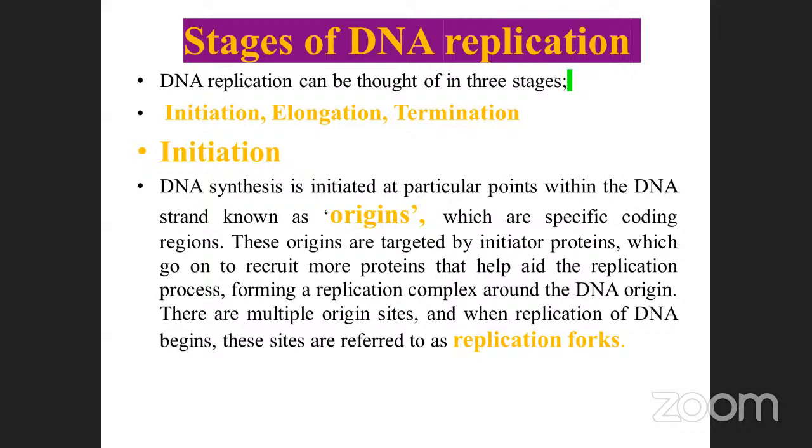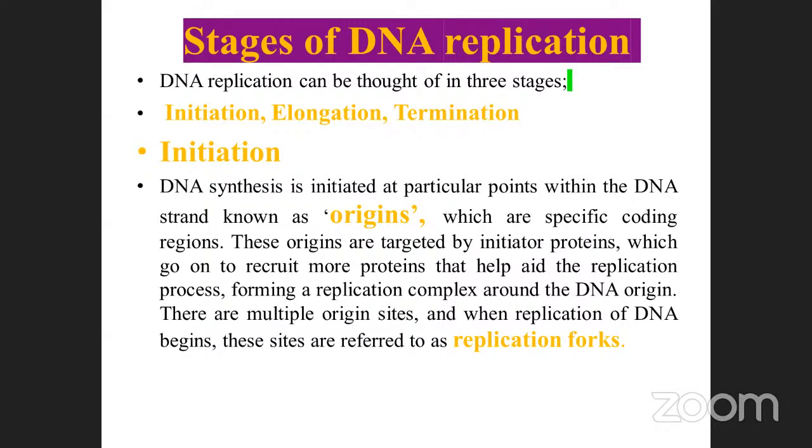These origins are targeted by initiator proteins, which go on to recruit more proteins that aid the replication process, forming a replication complex around the DNA origin. There are multiple origin sites, and when replication of DNA begins, these sites are referred to as the replication fork. It does not start at just any point, but at particular origins, and not a single origin; there are so many origins where replication takes place. That is the initiation process.